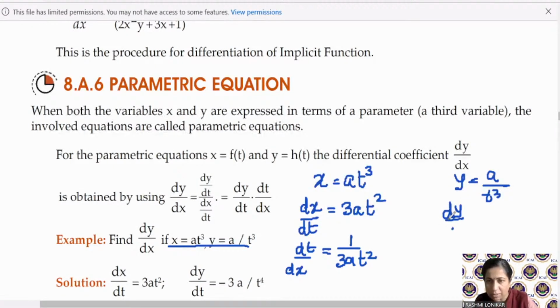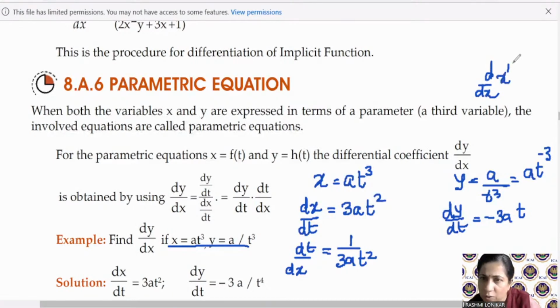Now what about y, which is a upon t cube? How much is dy by dt? dy by dt is equal to a t raised to minus 3, so this is equal to minus 3a t raised to minus 3 minus 1. d by dx of x raised to n is equal to n x raised to n minus 1. What is n here? Minus 3. Minus 3 minus 1, so this becomes minus 4. Now I have dy by dt as minus 3a t raised to minus 4.